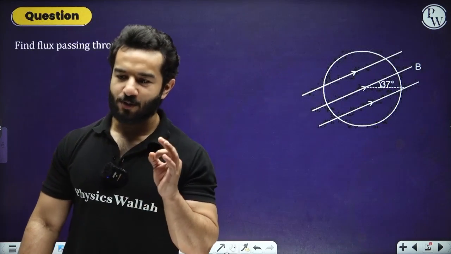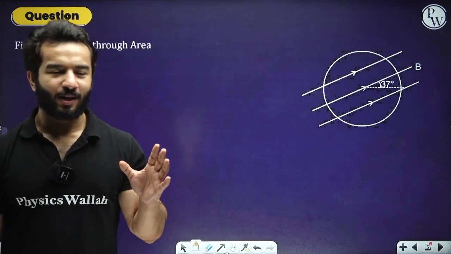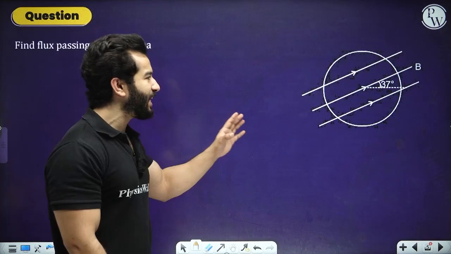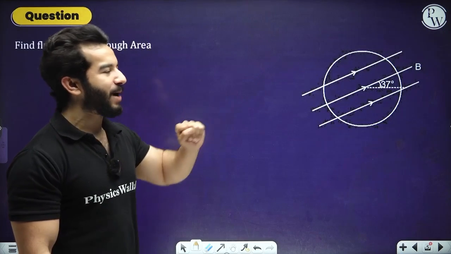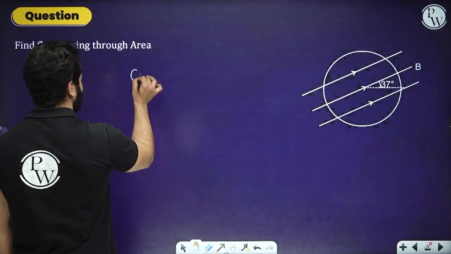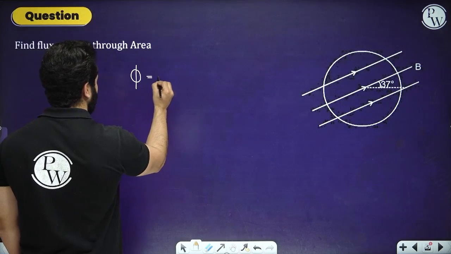Now, this is where you'll have to actually calmly read the question and identify what is the angle between magnetic field and area, right? The answer for this question is going to be 0. There will be no magnetic flux linked with this.